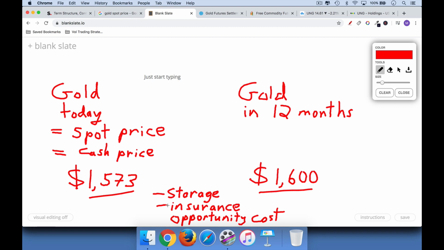So if you're going to deliver gold in 12 months from now, there's the current price today. You've got to buy the gold. You've got to pay for storage costs. You've got to pay for insurance costs. And then what we often forget is there's an opportunity cost of money as well.